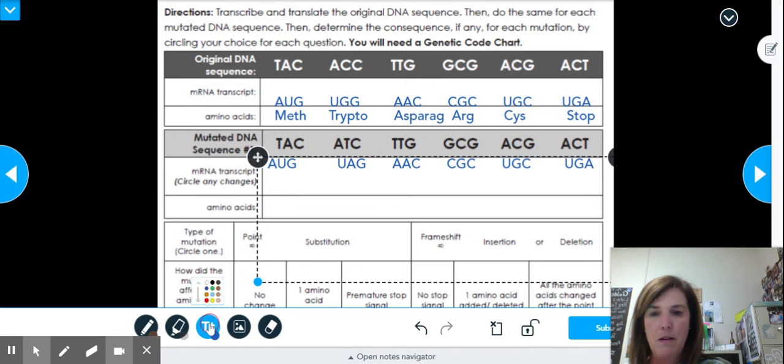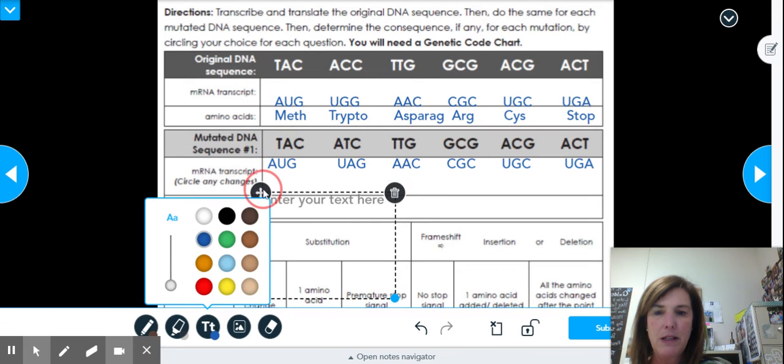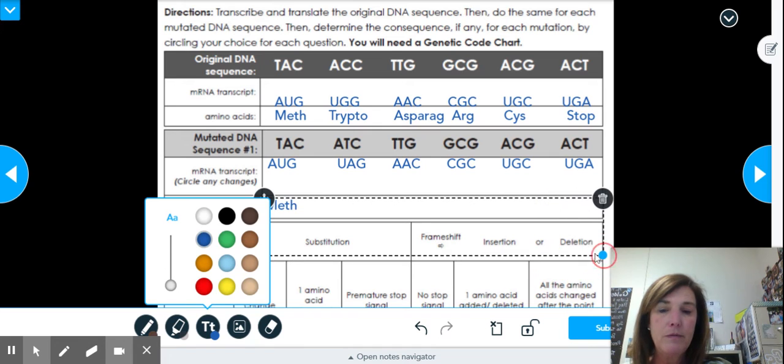So let's get another text box down here and get these amino acids. AUG is always the start amino acid for building a protein. So AUG is methionine, which always becomes the start. So I'm just going to write meth there. UAG, when I use the codon chart, comes out to stop. So we stop.